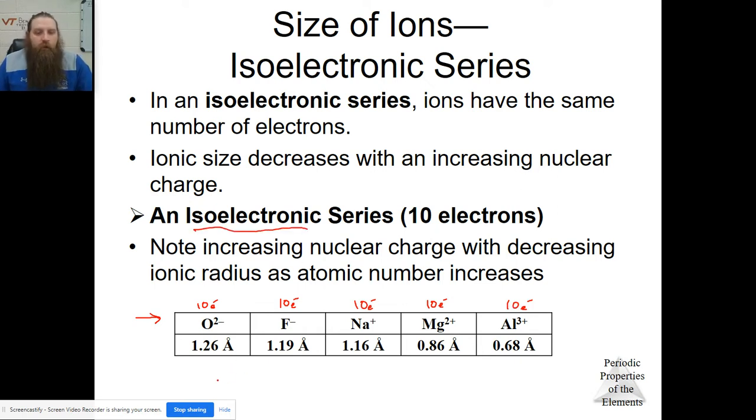Now look at the ionic radii, right? It's measured in angstroms. That's the angstrom symbol. And you'll notice that as the nuclear charge gets bigger, our radius gets smaller. So like oxygen, it has 8 protons. Let's just see if it lines up with protons. Fluorine has 9 protons. Sodium has 11 protons. Magnesium has 12 protons, and aluminum has 13 protons. There we go. And so looking at the atomic number, it's increasing, making our ions smaller.